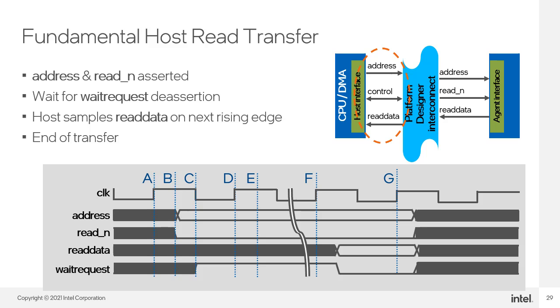After asserting the control signals, the host must honor wait request by stalling the transfer, holding the read enable and address signals constant until wait request is deasserted. This is seen at cycle D and point E. Once wait request is deasserted after clock cycle F, the host samples read data on the next rising clock edge, and the transfer ends. This is seen at clock cycle G.